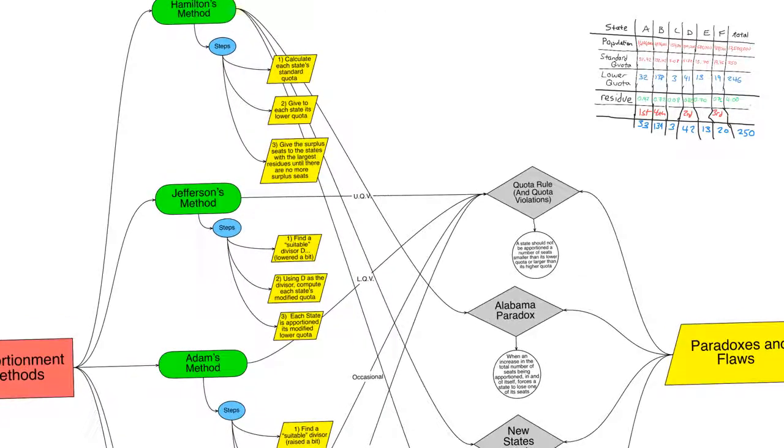According to the Jefferson's method, you find a suitable divisor D, which we'll explain. Number two, you use D as the divisor. You compute each state's modified quota. Notice how it's the modified quota now. Before it was the lower quota, but now it's the modified quota. And step three, each state is apportioned its modified lower quota.